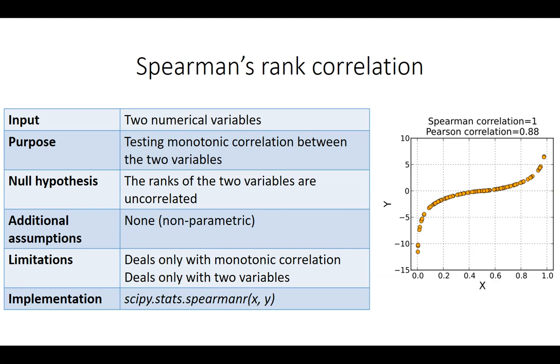But still, it does have some limitations. Again, it deals only with monotonic correlations. You can have some more strange associations which are not even monotonic. For example, you can think about a parabola in space. For some values it's high, and for some values it's low, and it doesn't go in a deterministic way. And again, we deal only with 2 variables. For the implementation you can see here, again, you use the SciPy stats package, and then you have the spearmanr function, which works like the Pearson's function.